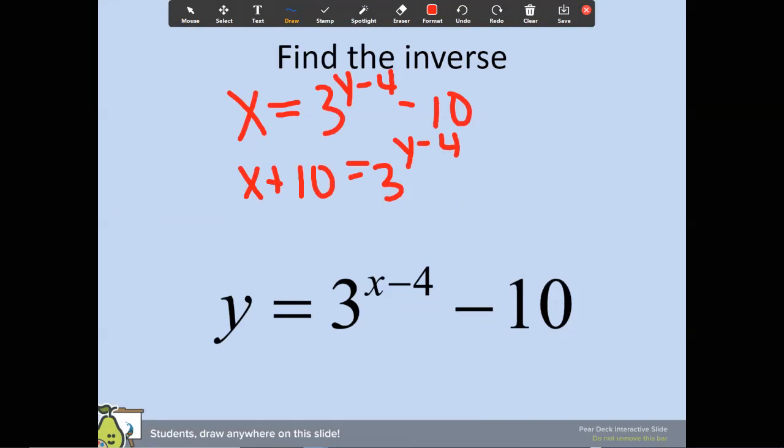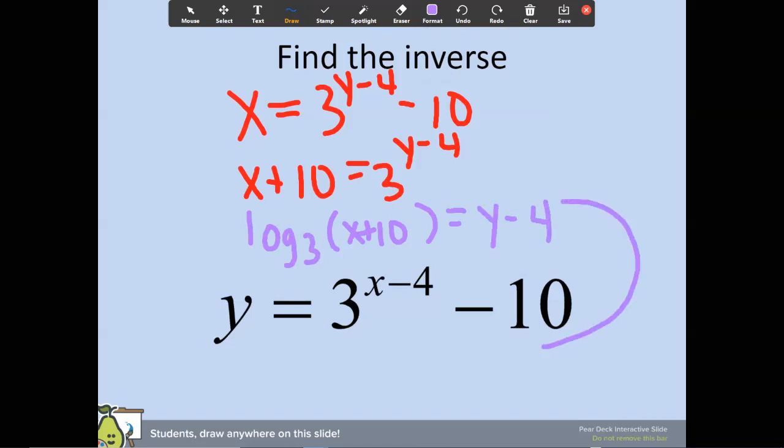Now I'm going to use logarithms. I'm going to write it in logarithmic form. Okay, so to write it in logarithmic form, this is going to be log base 3 of x plus 10 equals our power y minus 4. And then my very, very last step is to add the 4. So log base 3 of x plus 10 plus 4 equals y.